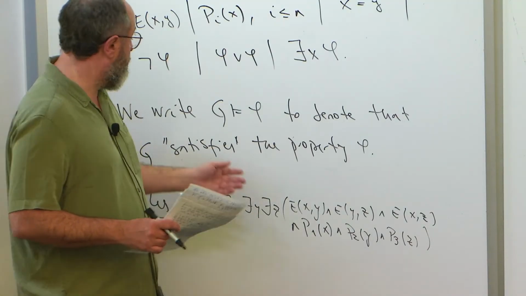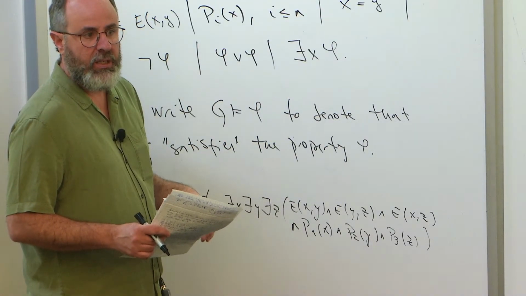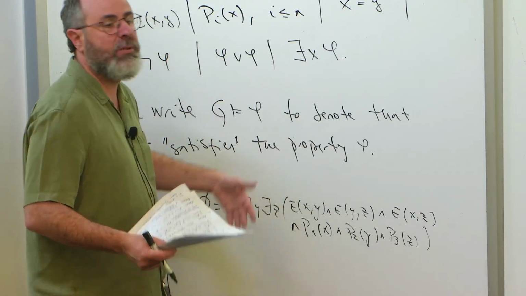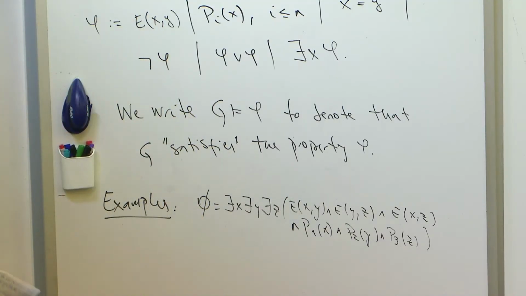So some graphs satisfy this property and some graphs do not. And we're interested in understanding which properties of graphs can be expressed with formulas in this logic, right? This is one property you can express.